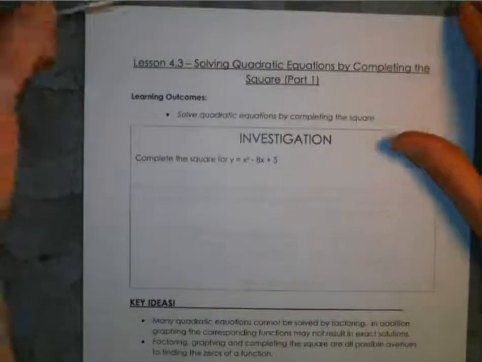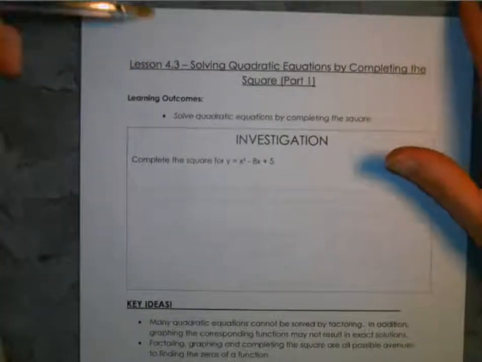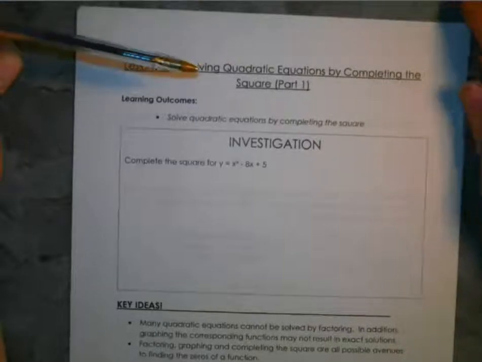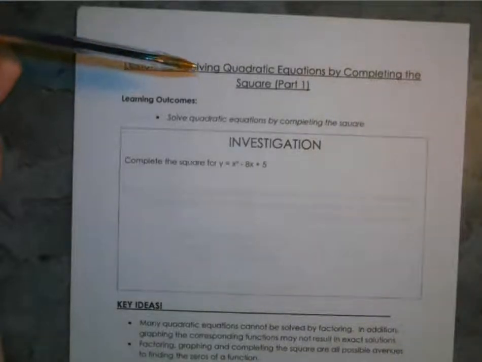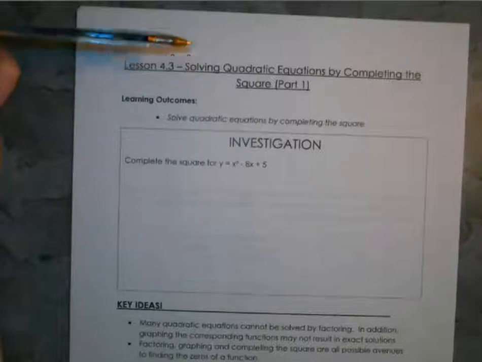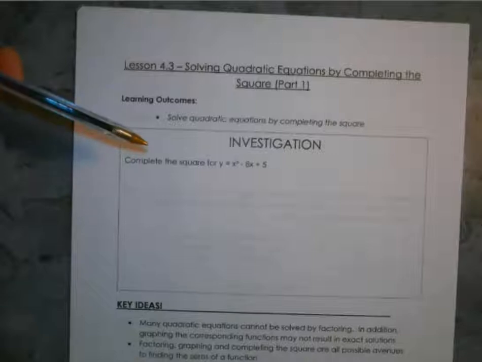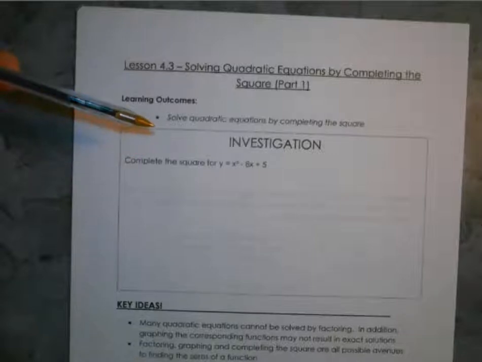Hi guys, so today we're looking at lesson 4.3, solving quadratic equations by completing the square. If you remember last time we looked a little bit at factoring quadratic equations. We had that divided into two different lessons. And today we're going back a little bit to chapter 3.